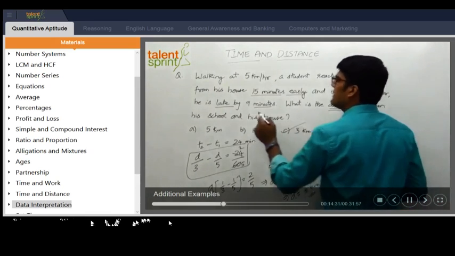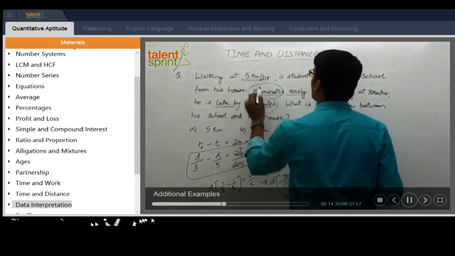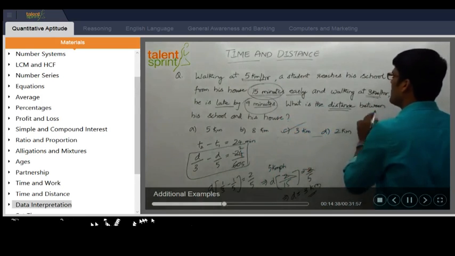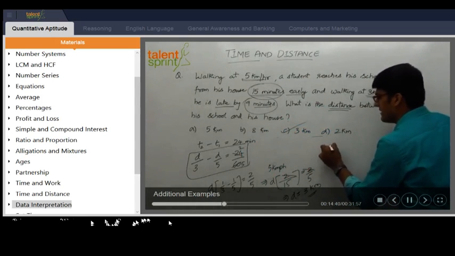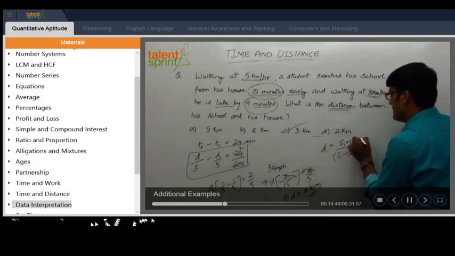See, what all values are given in the question? Times are given. 15 minutes, 9 minutes, right? And then the two speeds are given. 5 kilometers per hour and 3 kilometers per hour. Required is distance. Remember, distance will be equal to S1 into S2 divided by S1 minus S2, into T1 plus T2.